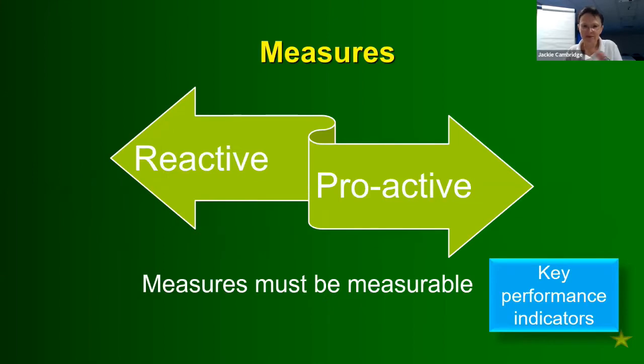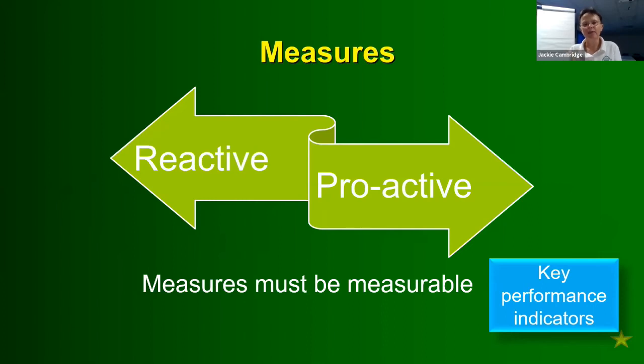Okay. So we're going to look at measures first of all, and we're going to look at measuring health and safety. How do we know if your health and safety management system is working? And as I say, measures have got to be measurable. So we've got 2 ways of looking at this. Reactive measures are based on things that have already gone wrong. So that is why they are reactive.